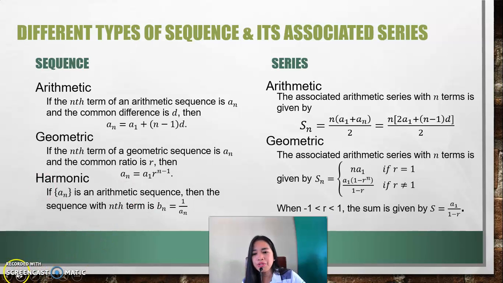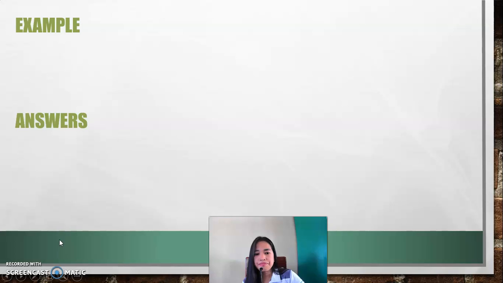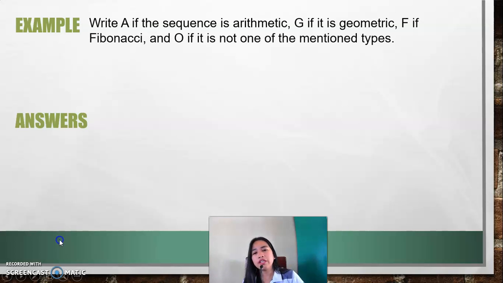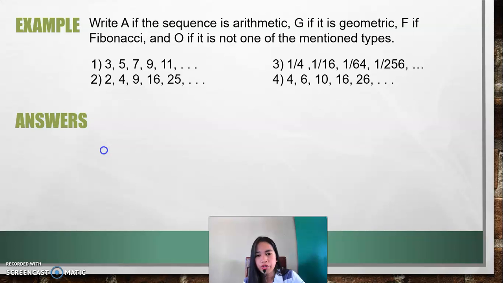Okay, so let's proceed. Determine if it is arithmetic, geometric, Fibonacci, or O, if it is not one of the mentioned types. So, we have 1, 2, 3, 4. Kindly inspect each item, whether it is arithmetic, geometric, Fibonacci, or none of the mentioned types.